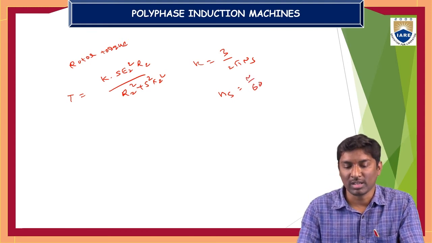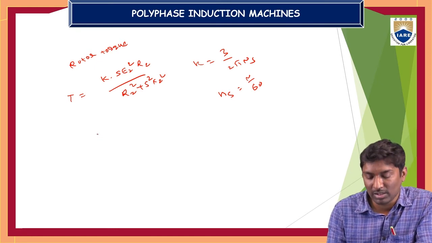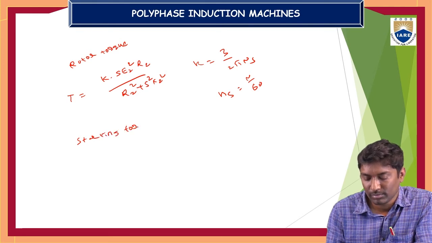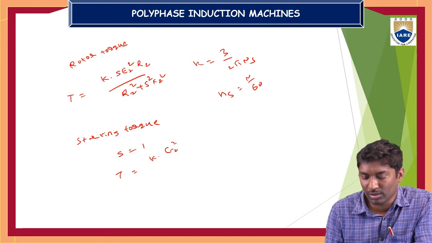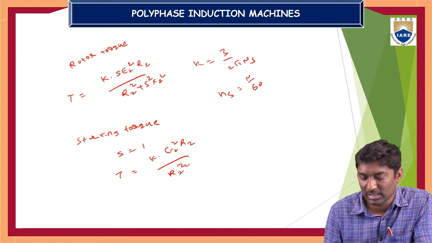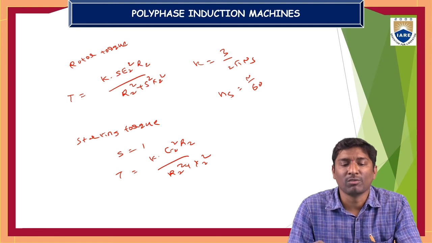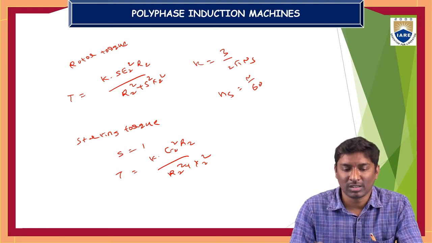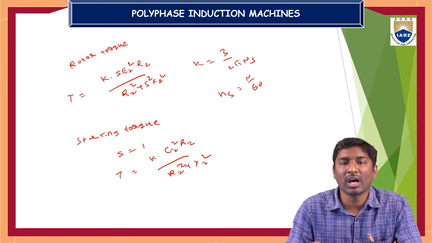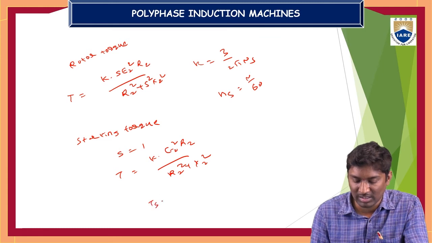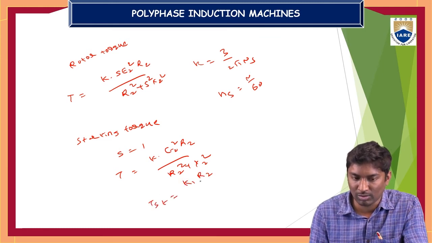Where ns is in revolutions per second, and you can convert to minutes by N by 60. At starting torque, the slip is equal to 1, so torque is equal to K into E2 squared into R2 divided by (R2 squared plus X2 squared). Generally the stator supply voltage V is constant, so the rotating flux phi and the rotor EMF E2 are also constant. The starting torque T_ST will be equal to K1 into R2 divided by (R2 squared plus X2 squared).